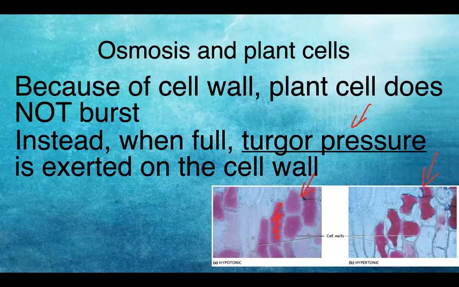Hypertonic is when you fail to water your plants. So the central vacuole shrinks, and you can see how much the cell membrane shrinks away from the cell wall. And this is when your plant wilts. That's when the leaves basically get all floppy.